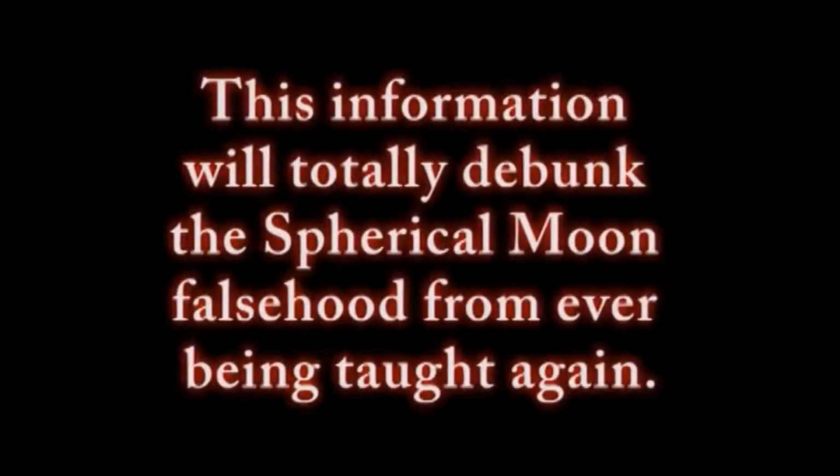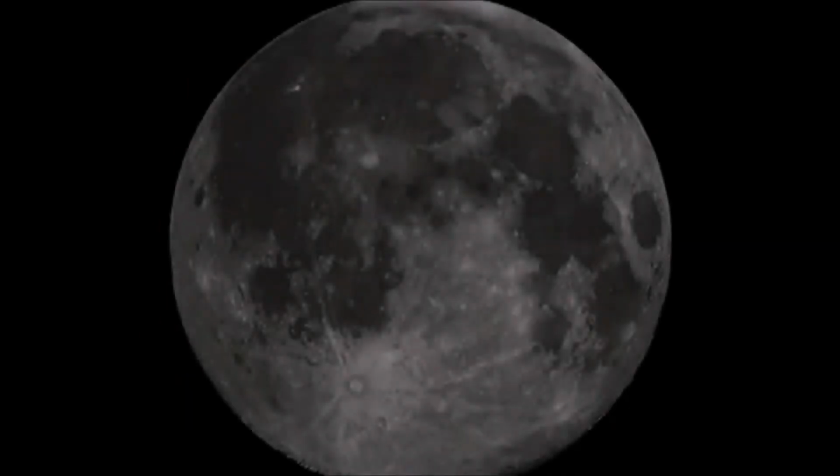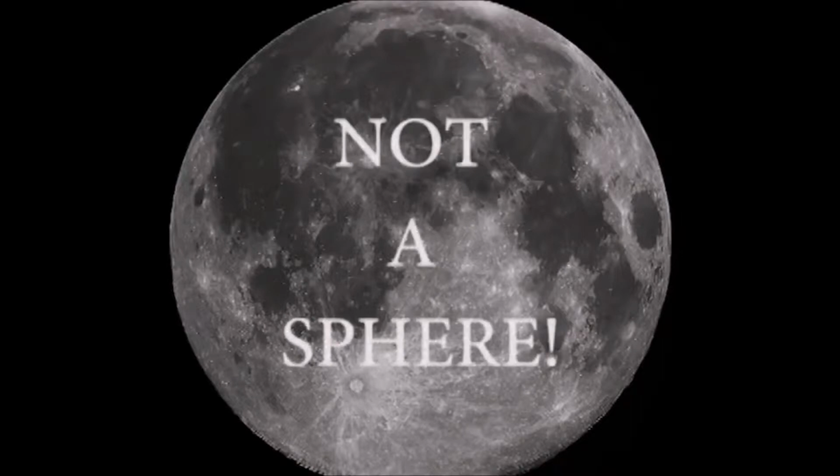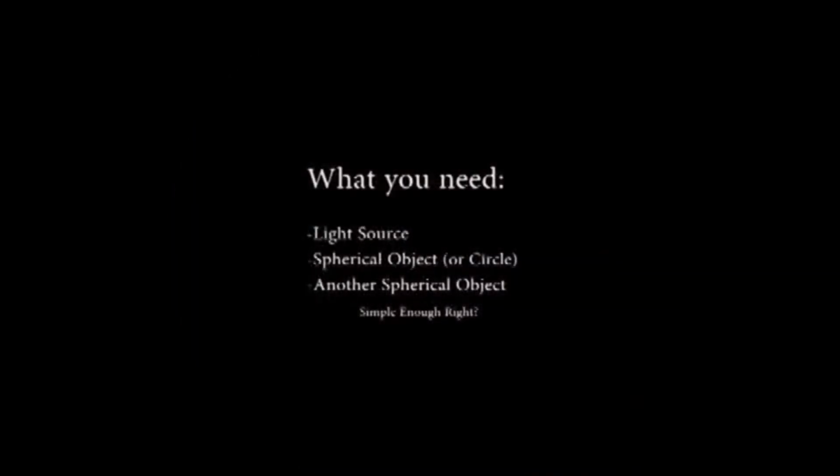Allow me to now share the information that will close the case forever on the possibility or the falsity of the moon being a sphere. The moon is 100% absolutely not spherical, and any lunar eclipse proves it, and you can prove it too. All you need is a light source and two spheres.